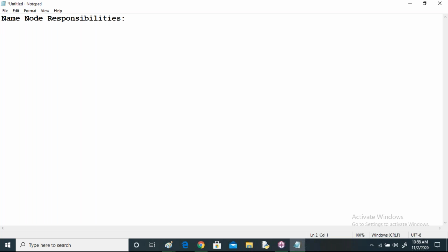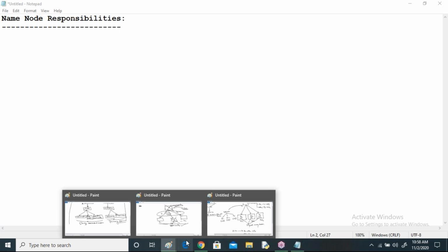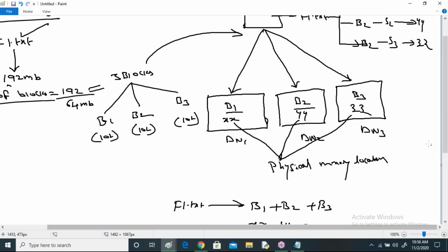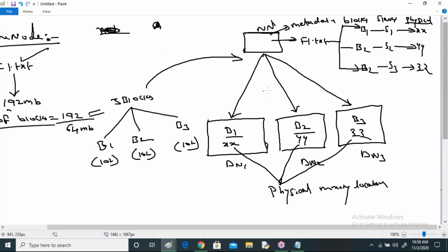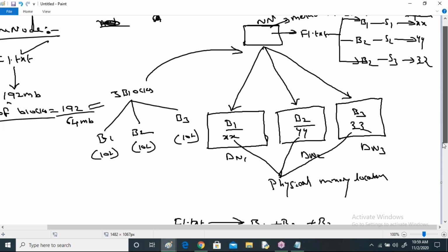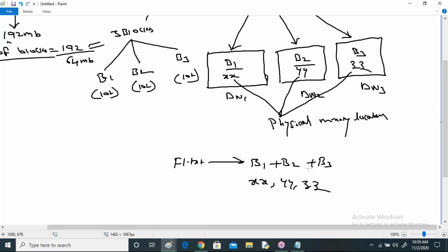Name node stores the metadata about data nodes. So here I'm saying, about this name node, it stores blocks, slaves, mainly physical memory location addresses. If you want to read f1.txt, it's stored across multiple slaves. Which block is stored in which slave, in which memory location address? If you want to combine it, name node needs to perform that. It should have the information about the physical memory locations of the blocks of the file.